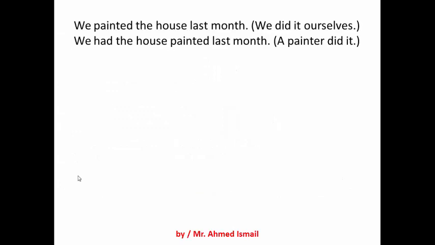For example, we painted the house last month. What does this sentence mean? It means we did it ourselves. We painted the house last month. Here the subject is we, the verb is painted, and the object is the house. We did it ourselves.